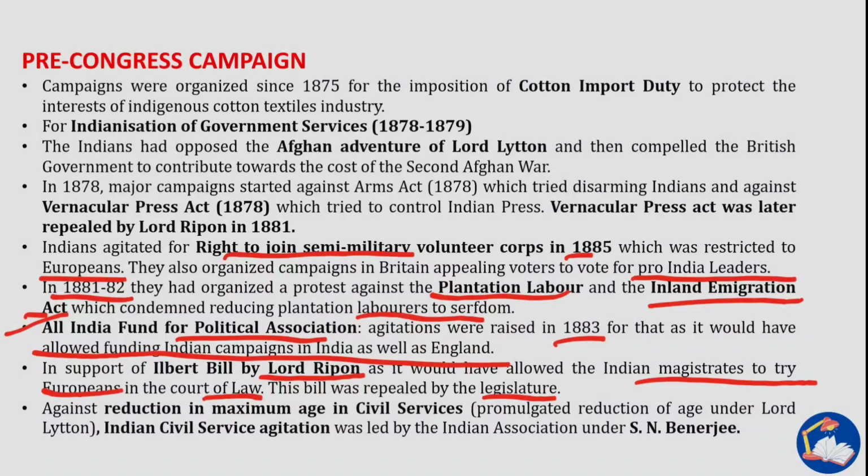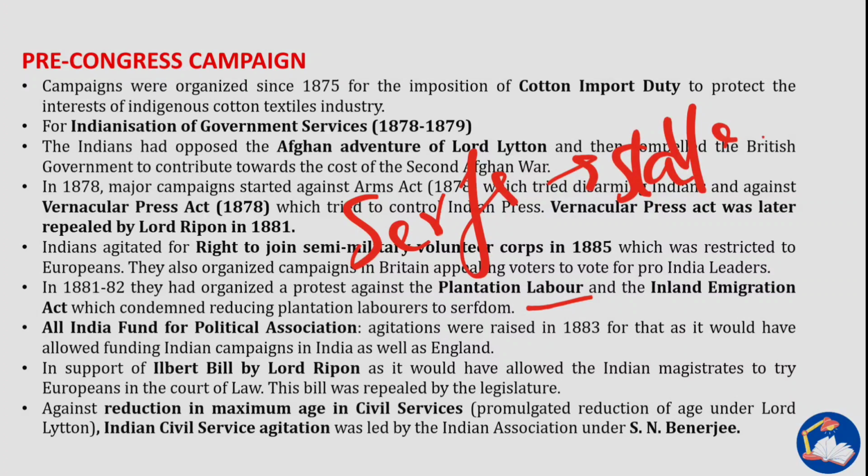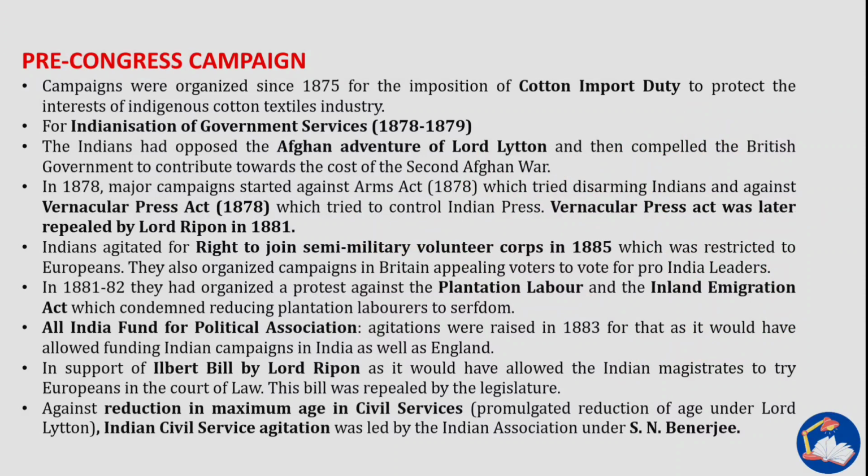In 1888, they organized a protest against the plantation labor and the Inland Immigration Act, which condemned reducing plantation laborers to serfdom. Plantation laborers were made mere serfs, and the British were treated as lords. Serfs were treated almost as slaves, not actually slaves, but in such a manner that they had no proper wages, and had to do their work for their lords. In such a manner, the Indian plantation laborers were made to do serfdom.